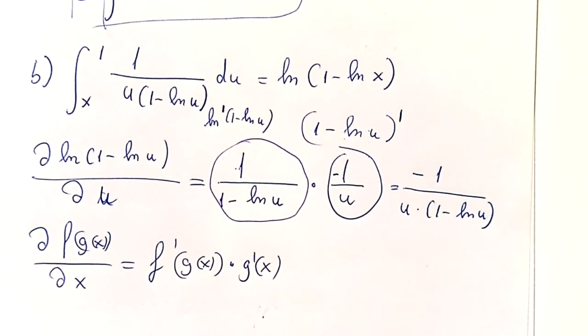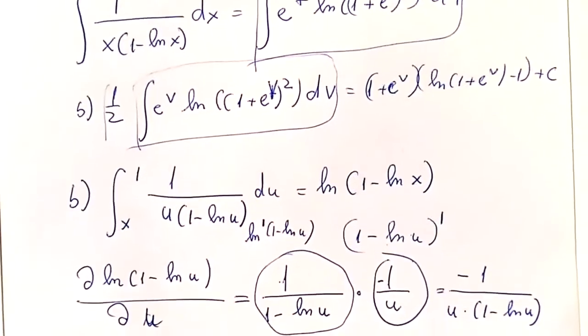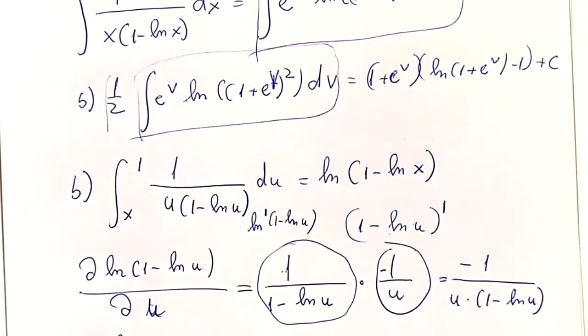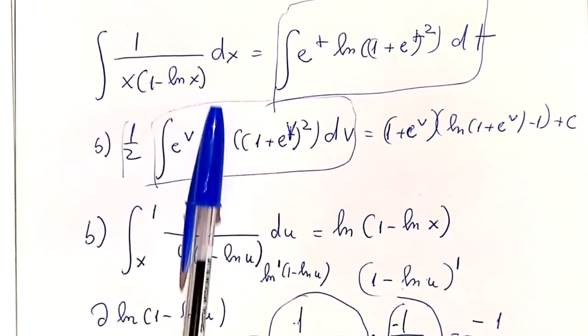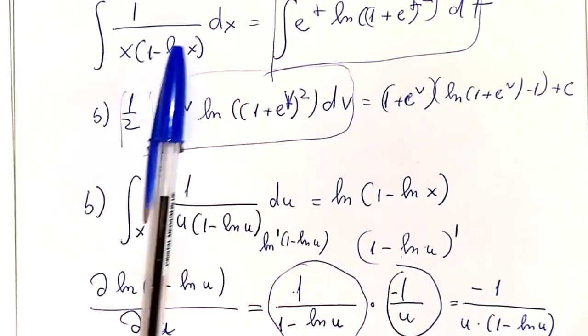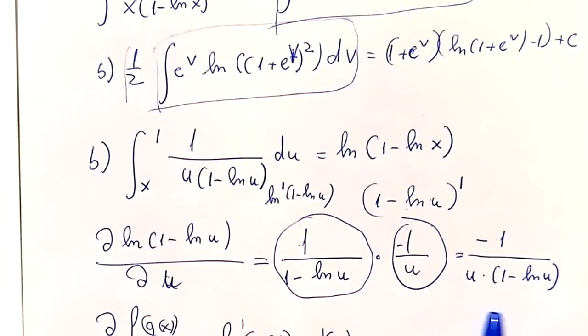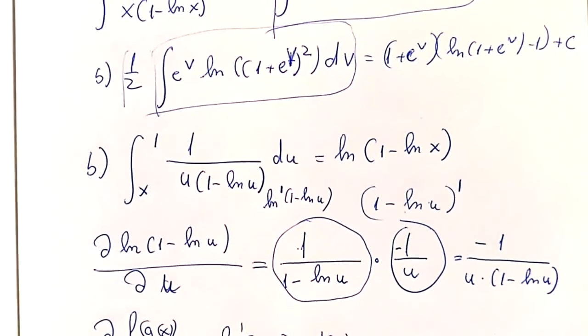So I'm looking at what I have to get. It seems like the answer was there. It seems like this is what I wanted to get, and this is what I got. It seems like everything is okay.